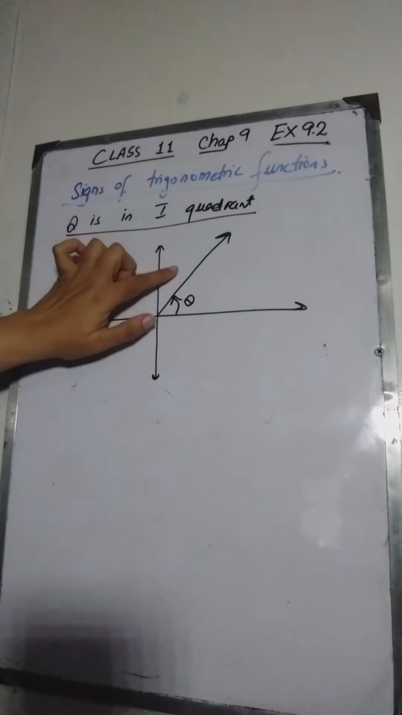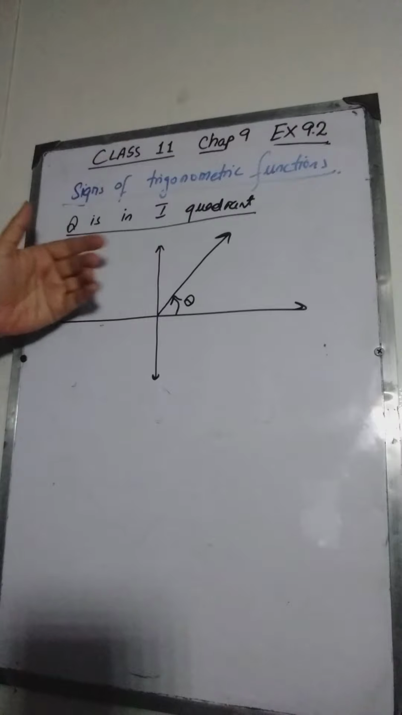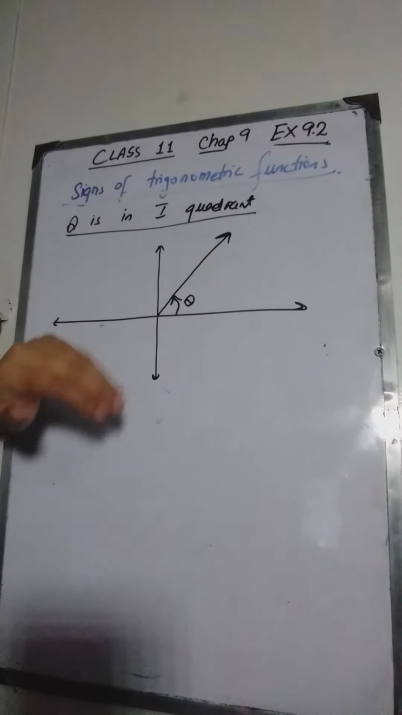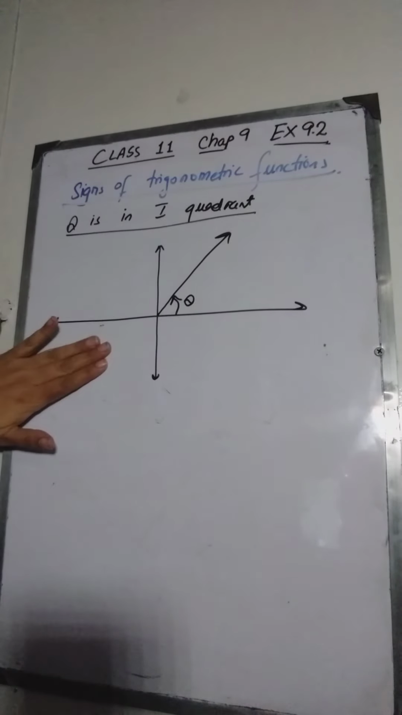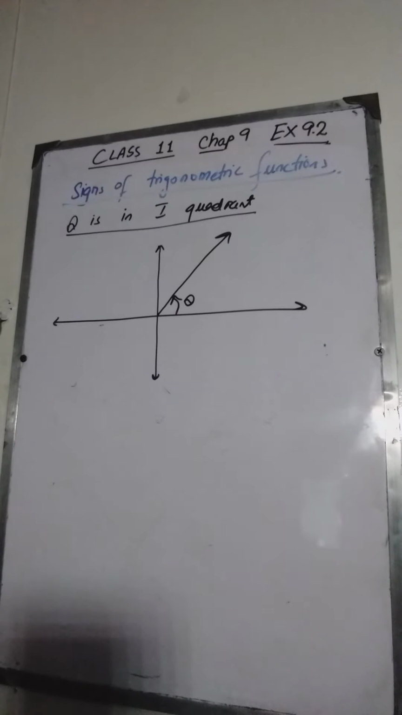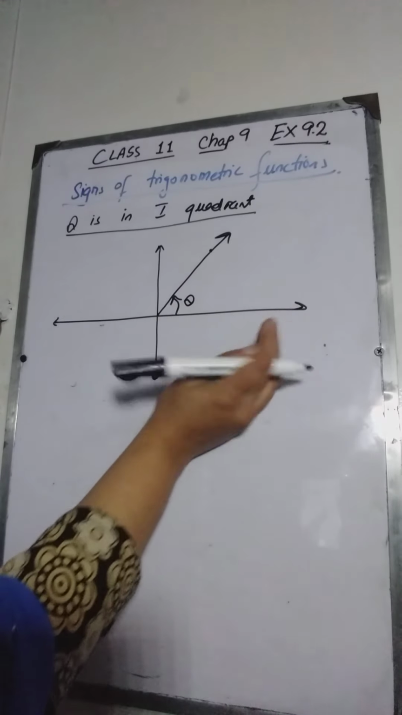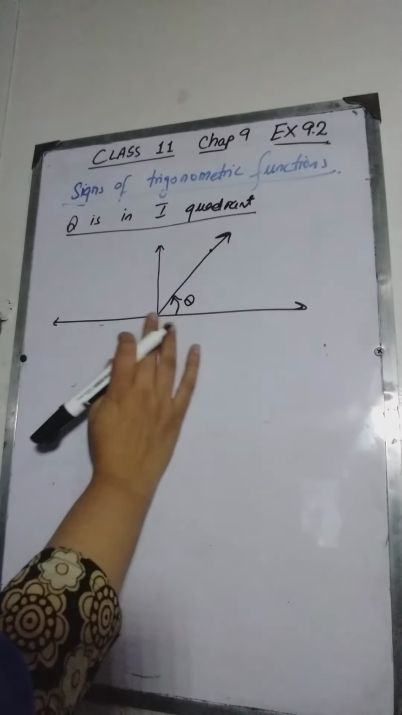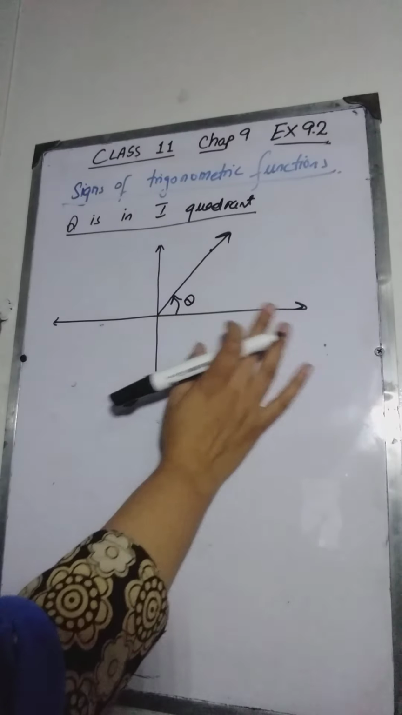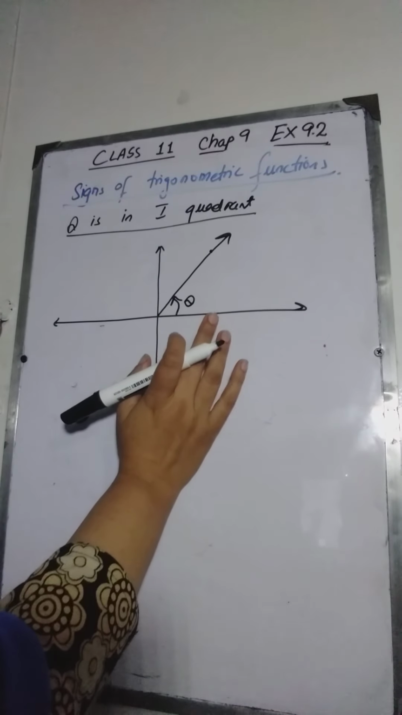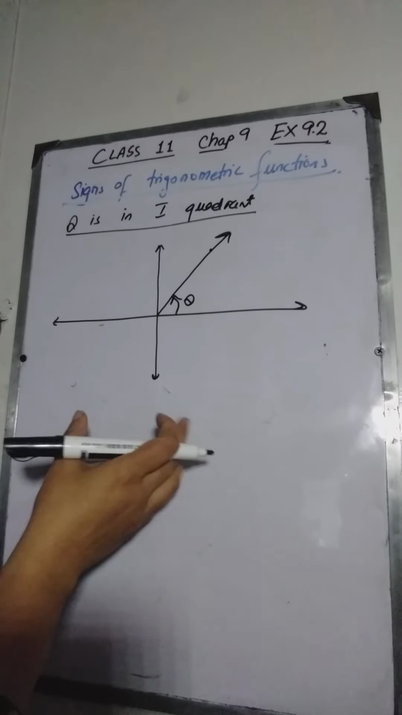Whether it lies in the first quadrant, the second, third, or fourth. These are the quadrants: this is the first quadrant, the second, the third, and the fourth, as we already know. Now, if theta is in the first quadrant, then the point which we take, placing theta in the standard position, will be of this form. So let theta be any angle which is in the first quadrant.